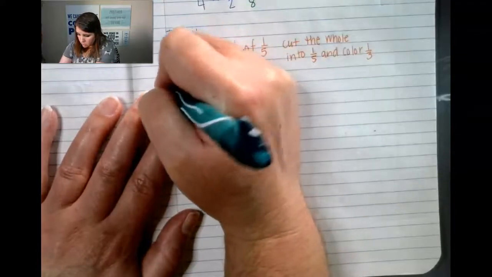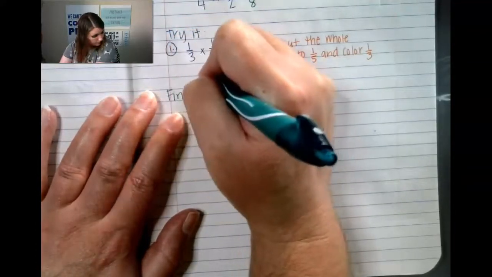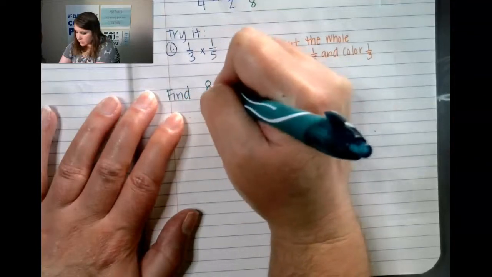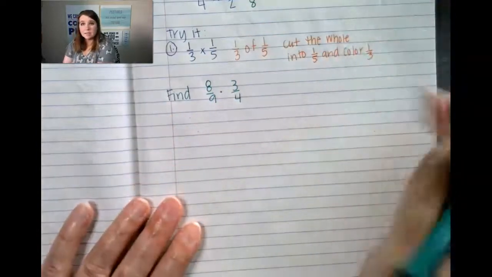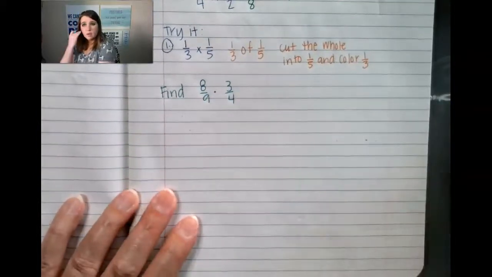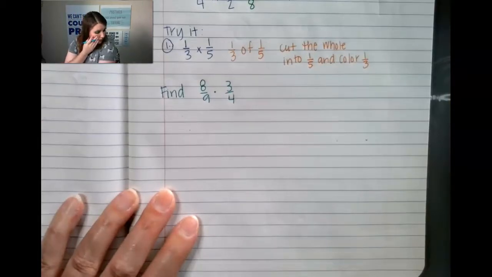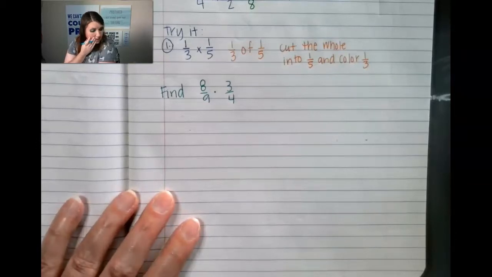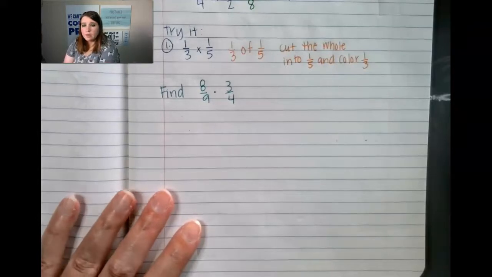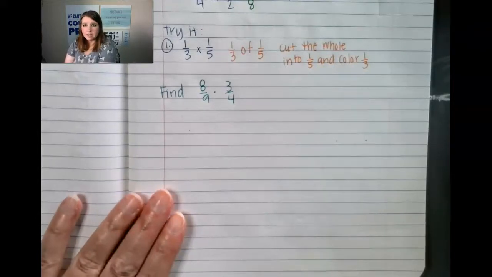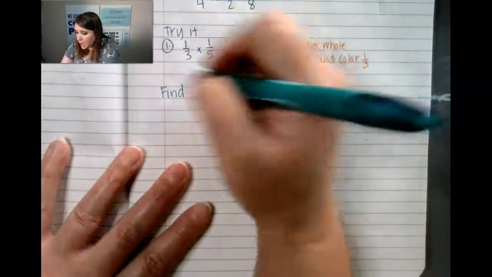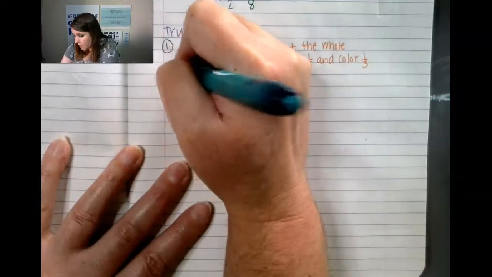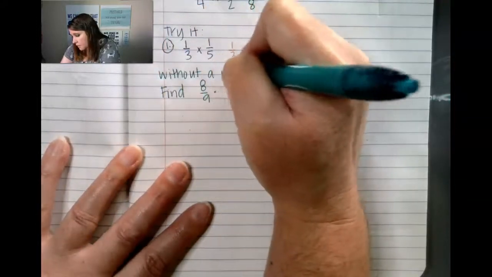I want to know, how do you find 8/9 times 3/4? So 8/9 times 3/4. Well, in this sense, I would just multiply the numerators and the denominators to get the answer. So in this sense, I don't need to use a model. So how would I do this without a model? So multiply without a model.